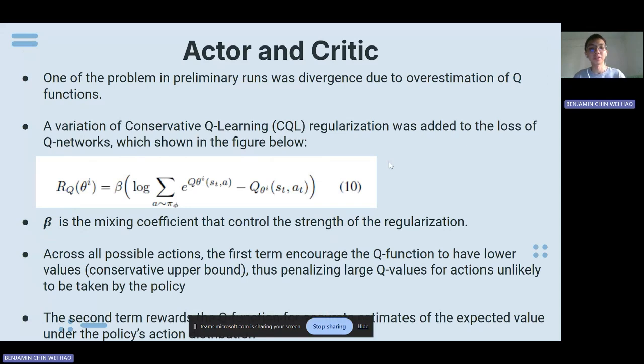So one of the problems in preliminary runs was divergence due to overestimation of the Q function. So a regularization term, known as conservative Q-learning, was added to the loss of the Q networks. Beta is the weighting coefficient that controls the strength of the regularization across all possible actions. The first term encourages the Q function to have lower values, thus penalizing large Q values for actions that are unlikely to be taken. The second term rewards the Q function for accurate estimates of the expected values under the policy action distribution.